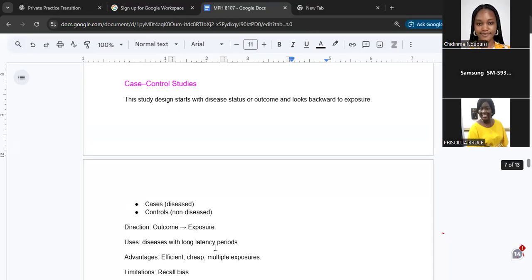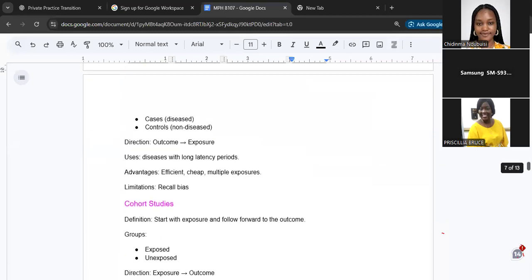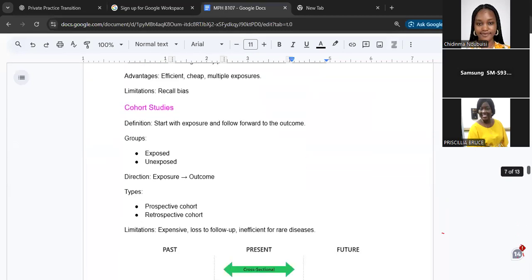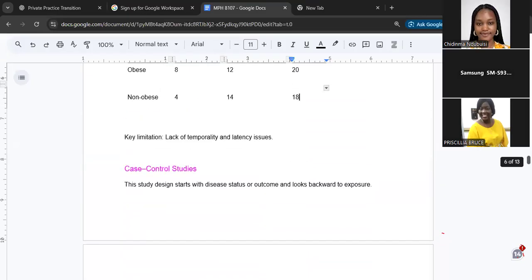Now, there's a reason we do this kind of study. We do it because it is kind of cheap compared to some other studies that we are going to mention. Hopefully, we are going to talk about the limitations and use cases of all of these studies, right? Now, let's move ahead. But before we move ahead, remember that I said exposure versus outcome.